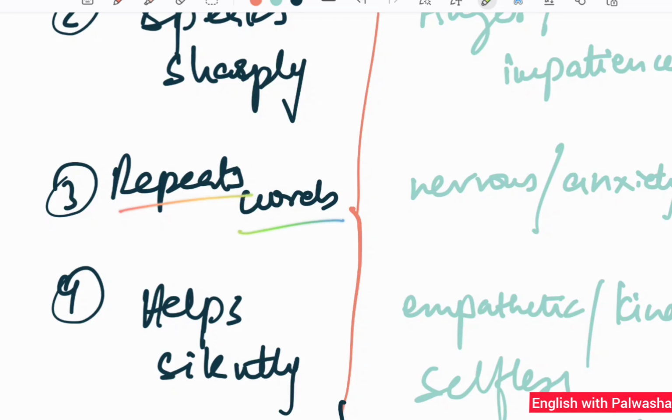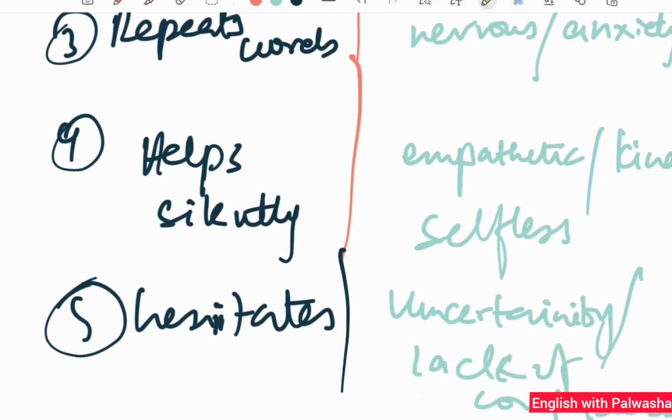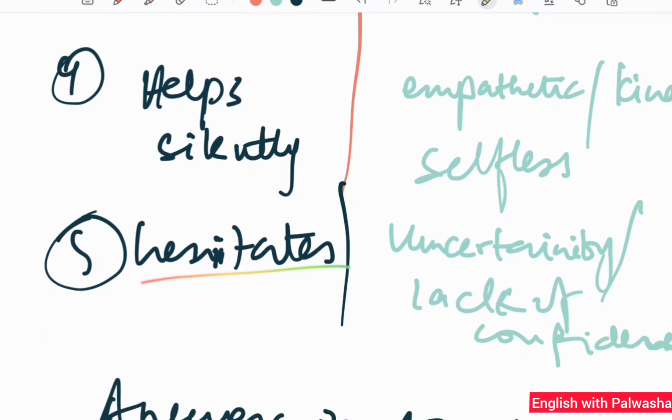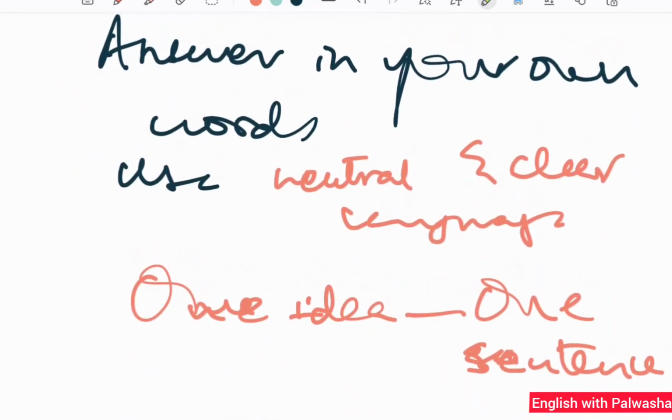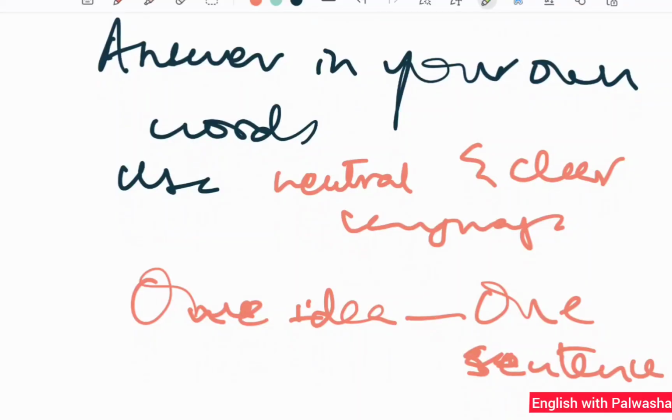Somebody who repeats words, if the writer has written that he repeats words again and again, it shows his nervousness and anxiety. Someone who helps silently, quietly helps, is empathetic, kind, selfless. You have to tell the underlying meaning. Somebody who hesitates shows uncertainty or a lack of confidence. So answer in your own words, using neutral and clear language, one idea in one sentence.